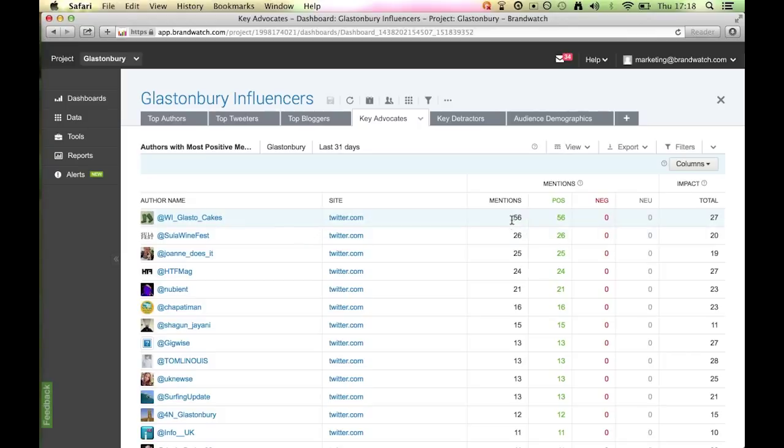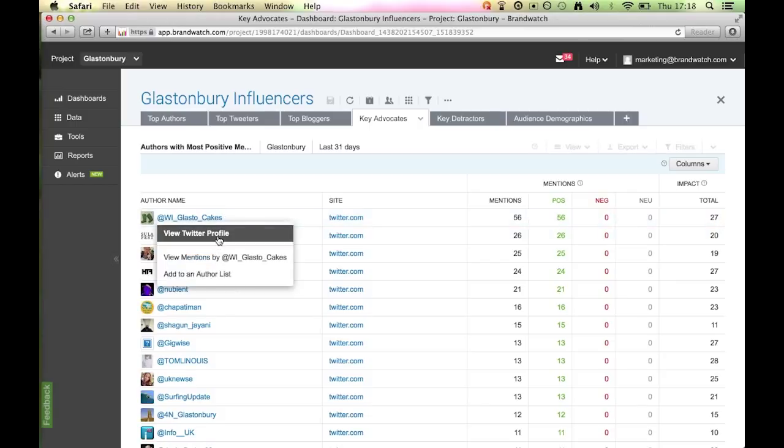Now, the Key Advocates is a really, really nice tab. So this tab is showing me some slightly less important tweeters and people on other networks. These are people who are really talking about my brand a lot. So some of these people have tweeted really, really regularly about Glastonbury.